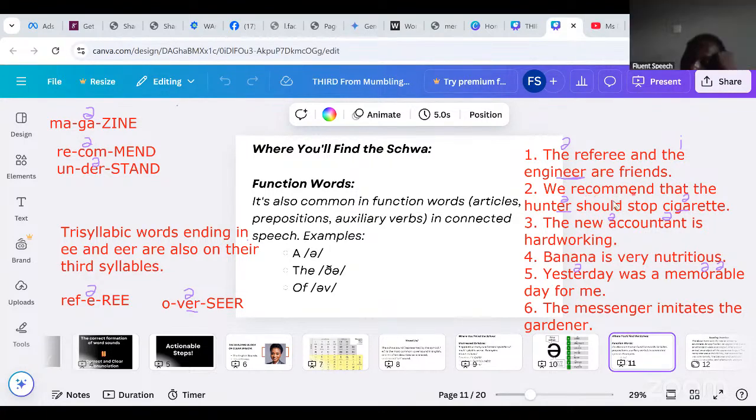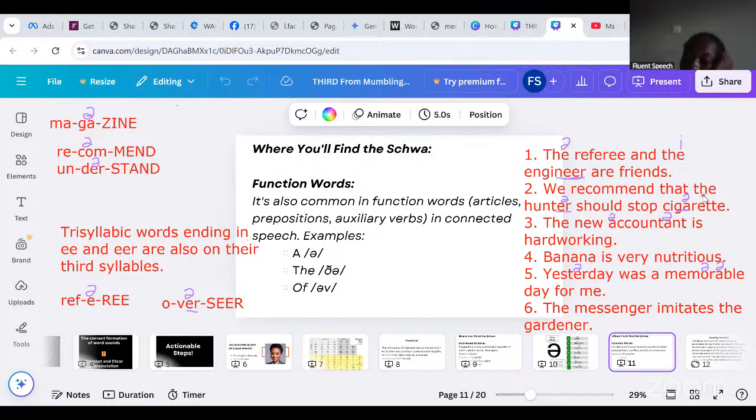I have recommend, I have enter, I have cigarette, I have stop. Others don't have meaning to it. They only make the sentence correct. So if I come to you and I say "recommend hunter stop cigarette," you have an idea that, okay, hunter should stop cigarette, something like that. But if I come to you and I just say "we, that, the," you would not have any understanding. So these are function words.